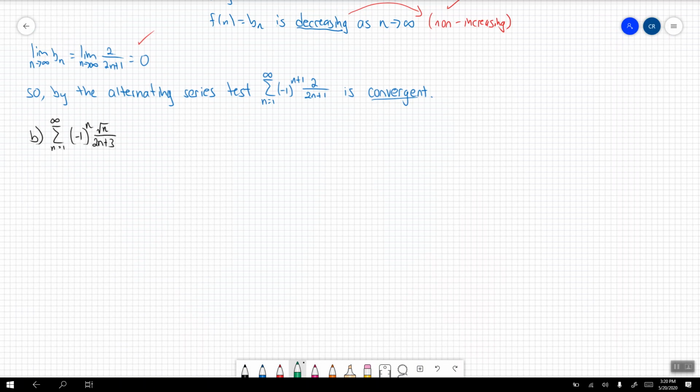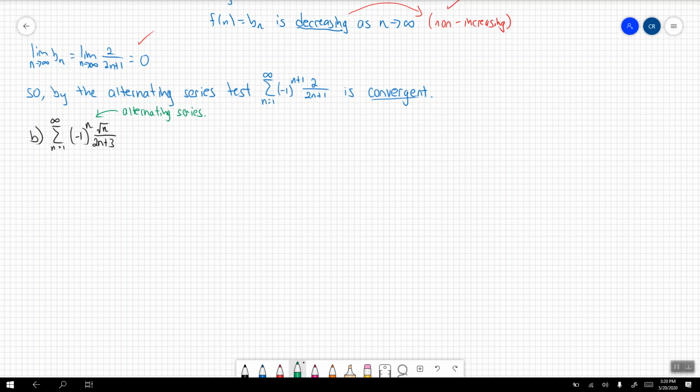The first thing that I want to notice is that this is an alternating series, simply because we have this negative 1 raised to some exponent, and that exponent is the index that will change. So that's going to provide me with an alternating series. Chances are I want to go to an alternating series test.